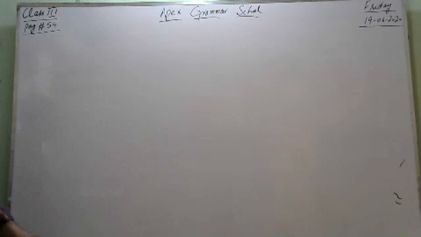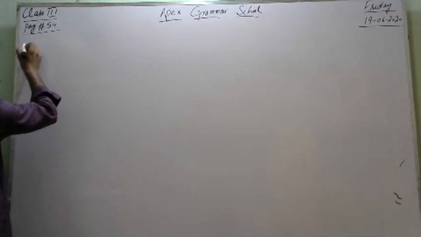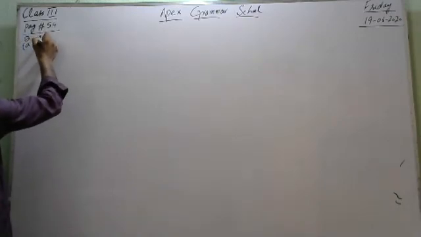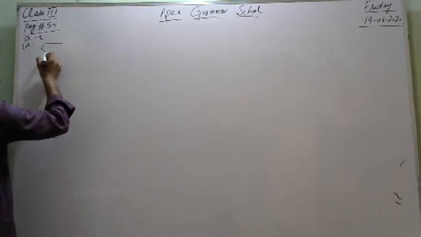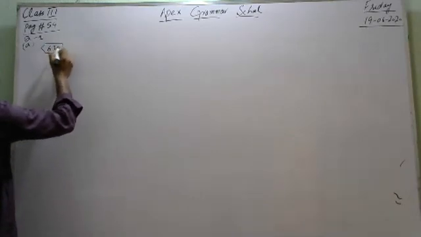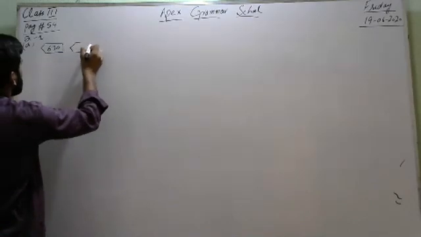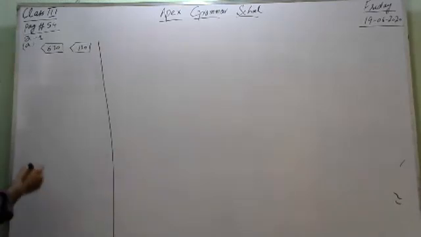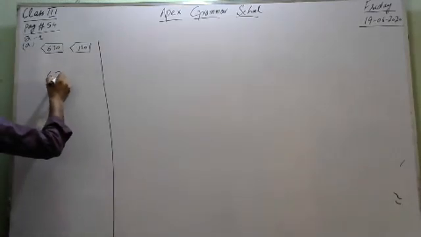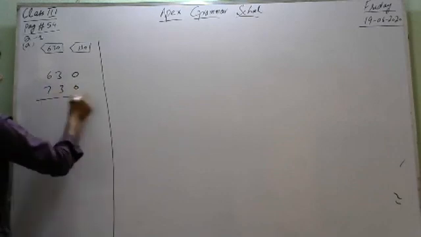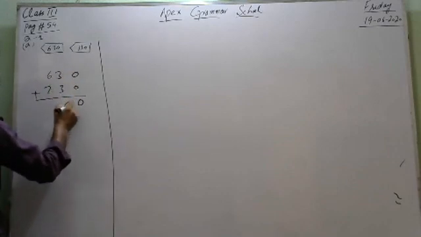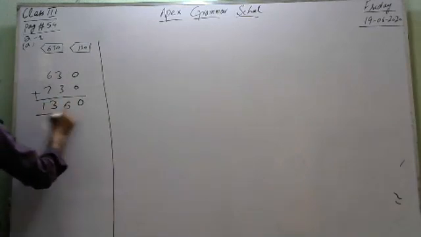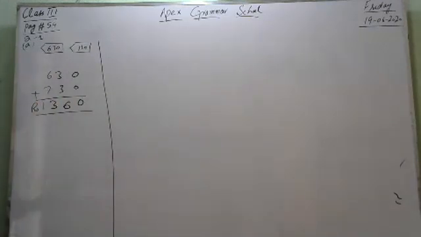Write the total cost of each pair. First one is 730 and 630. A part is question 1. 630 and 730. You have to find out the total. 630, 730 plus 0, 3 plus 3 is 6, 7 plus 6, 13. So the total amount of A part is 1360.